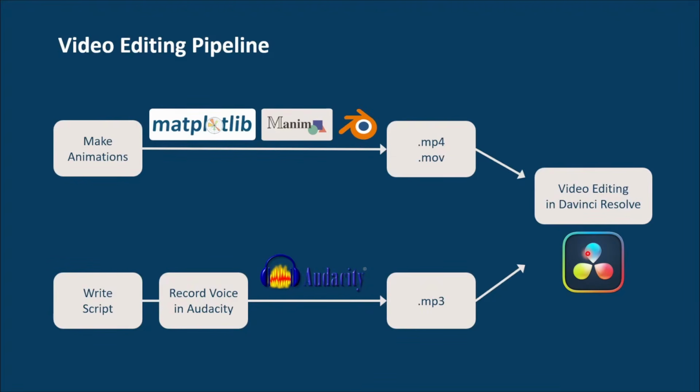Maybe one last thing, if you're interested in making these videos as well, I would like to show the video editing pipeline that I use. So first, what I always do is make the animations that I want to show using the methods that I've shown, and from these I generate MP4 or MOV files, mostly with a transparent background, because then you can combine them later when you do the final video editing.